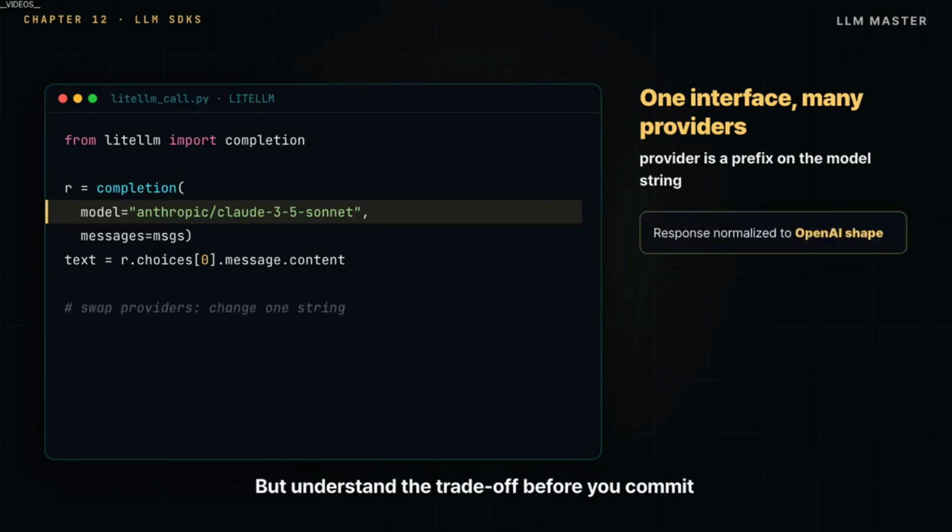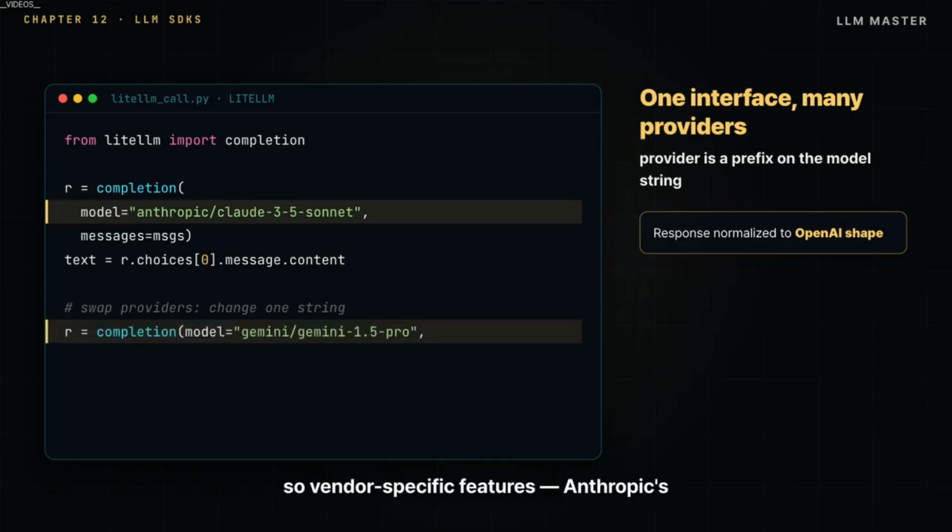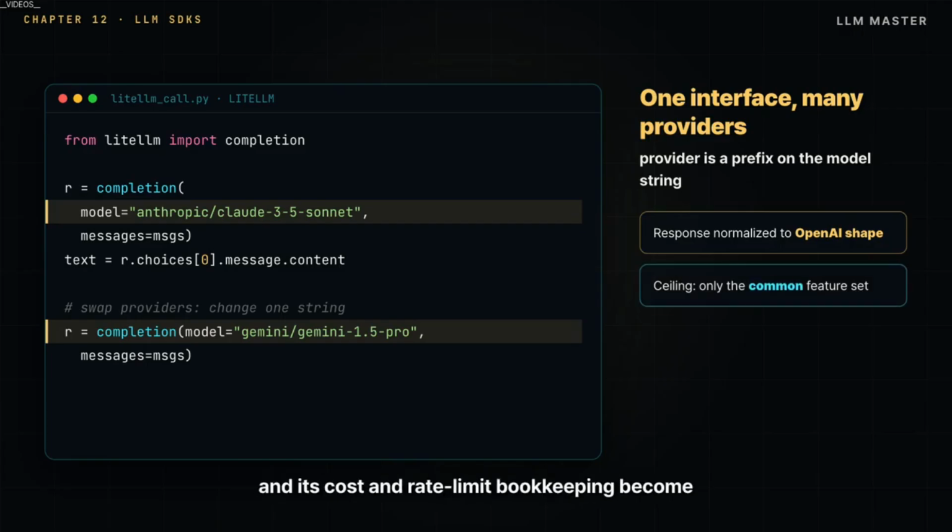But understand the trade-off before you commit. An abstraction can only expose the intersection of what every provider offers, so vendor-specific features, Anthropic's prompt caching, a particular tool calling nuance, a new parameter that shipped yesterday, either lag behind or require an escape hatch. You also add a dependency in your hot path. Its cost and rate limit bookkeeping become yours to understand. The convenience is real. So is the lowest common denominator ceiling.